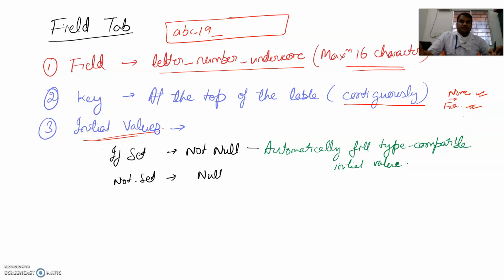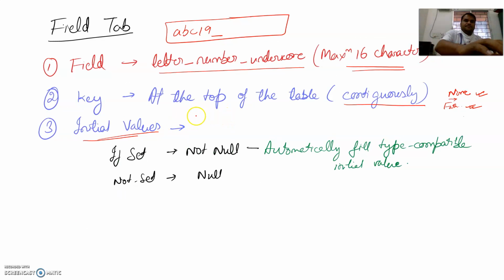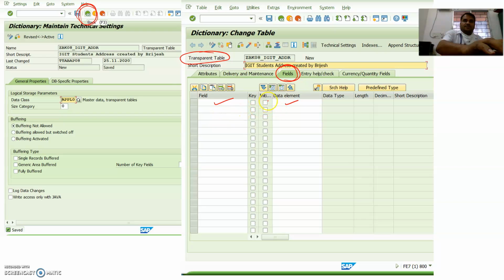Now initial values, let us see in the diagram here. Here you can see the initial values, where some initial values are there. Here you can put a tick mark. You can set it or you can leave it blank. If you leave it blank, it will be null.